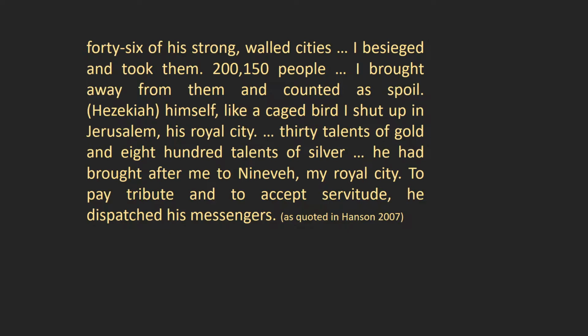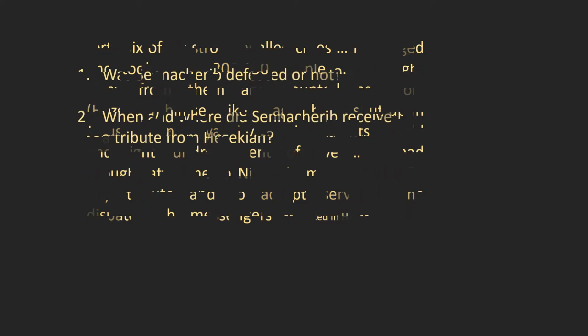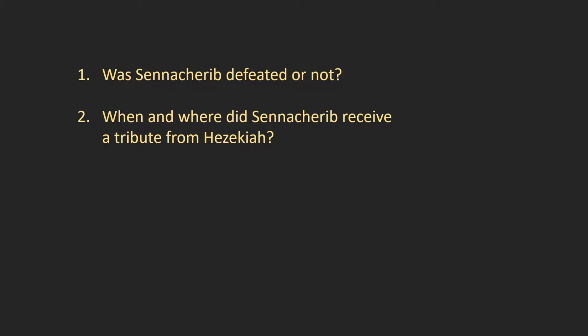Now, if you've never read this text before, you may be especially surprised about two things. Sennacherib's report does not admit defeat, but claims success, and it asserts that Hezekiah sent him a substantial tribute to Nineveh. The biblical account, at least in 2 Kings 18, does indeed speak of a tribute, but seems to place it at the beginning of the invasion, before Sennacherib's departure, and in Lachish, not Nineveh. This leads to two main questions, therefore. First, was Sennacherib defeated or not? And second, when and where did Sennacherib receive a tribute from Hezekiah?